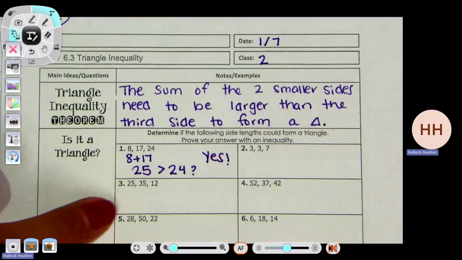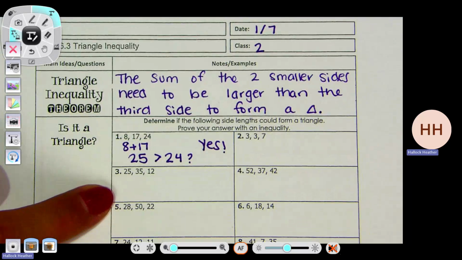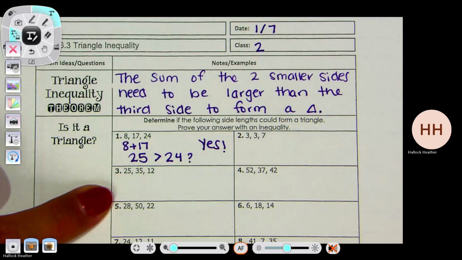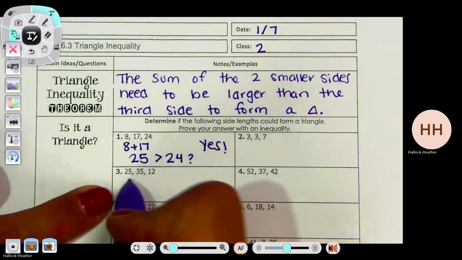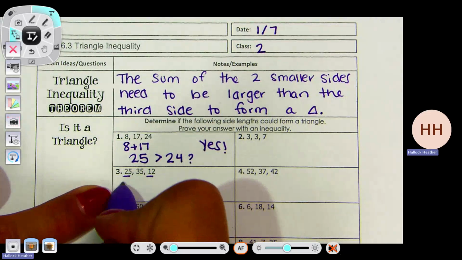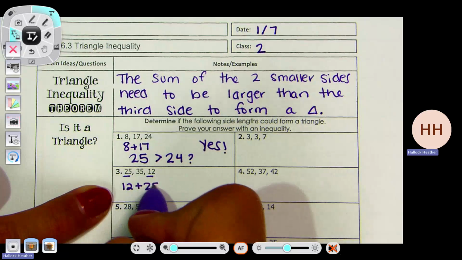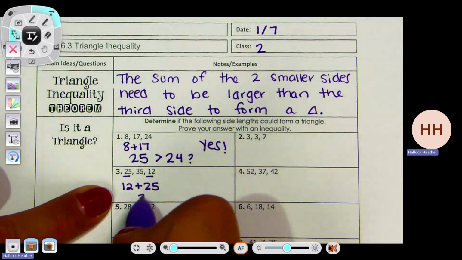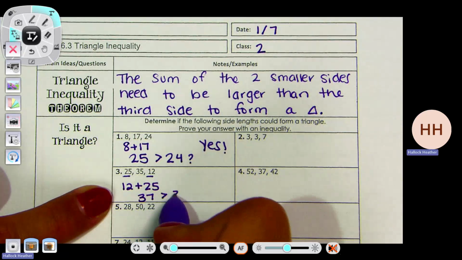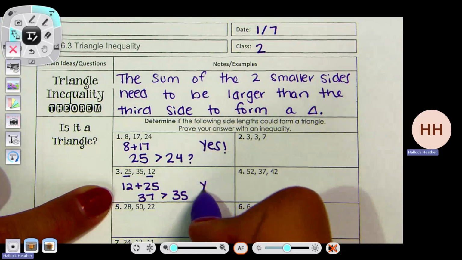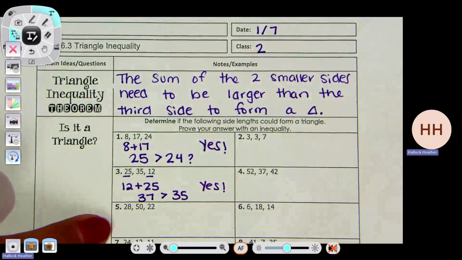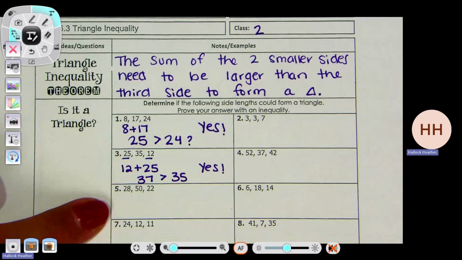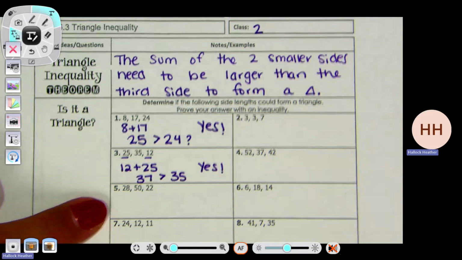For number 3, let's go straight down. So if I go straight down, my two smallest sides are what? 12 and 25. If I take 12, I add 25. How much does that make? 37. Is that larger than the third side? Yes. Okay. Do I have to write out all the numbers? No. So literally, we're just going to use a calculator. So at this point, now that we did 2 examples, let's just use a calculator.